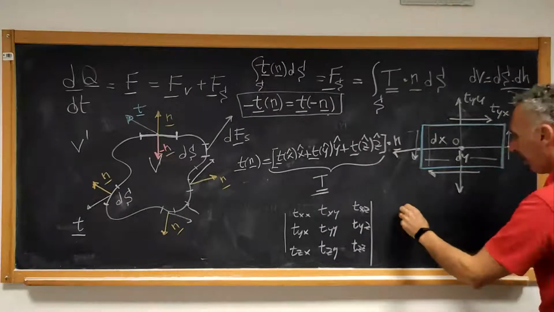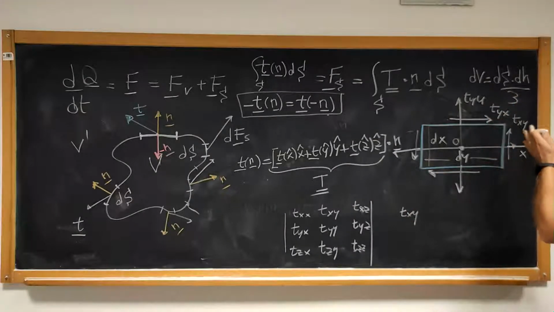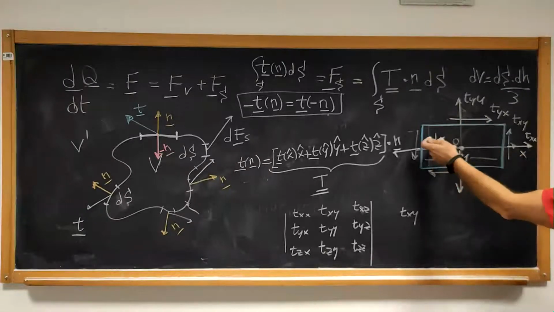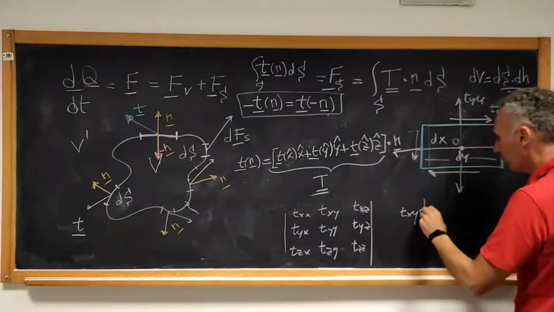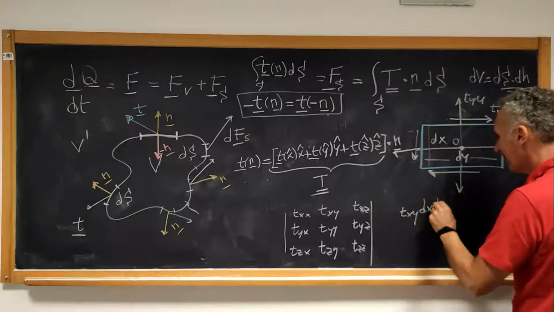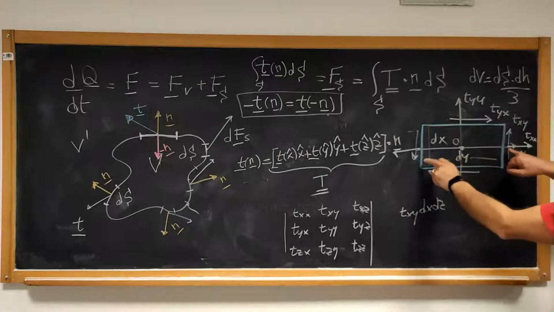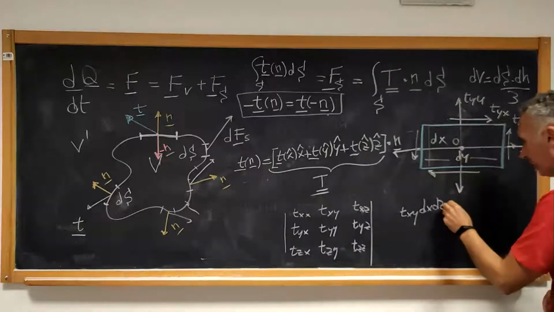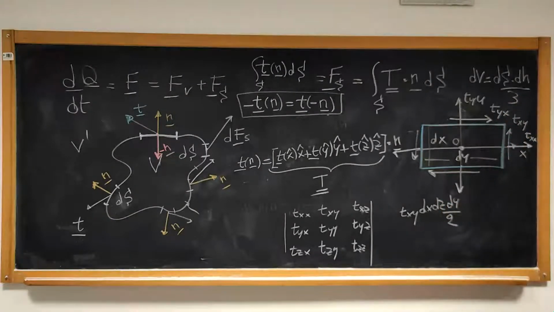So txy will be applied to a surface which is dx, and let's pretend we have dz in the direction orthogonal to the blackboard, dx dz. And then what is the arm of this force? It is just dy divided by 2. So dy divided by 2. Now, this is one moment. Yes, one moment for this force.